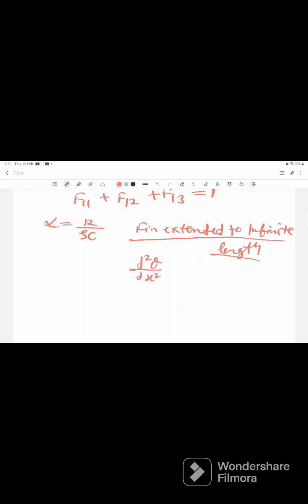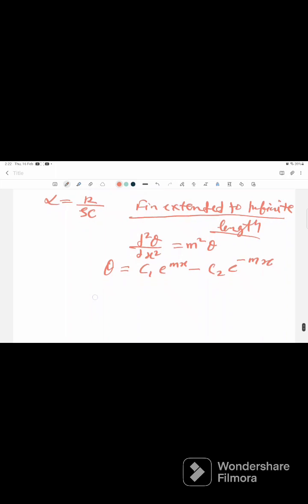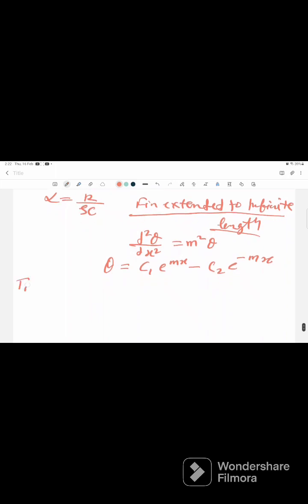d square theta by dx square is equal to m square theta. So theta is C1 e raised to power mx plus C2 e raised to power minus mx. (T final minus T surrounding) upon (T initial minus T surrounding) is e raised to power minus mx.